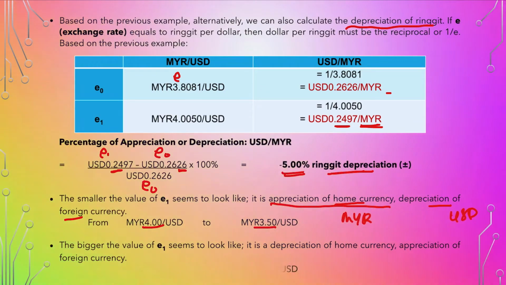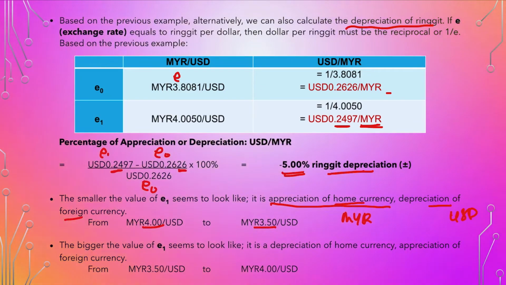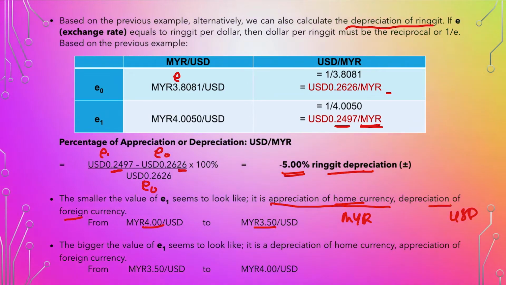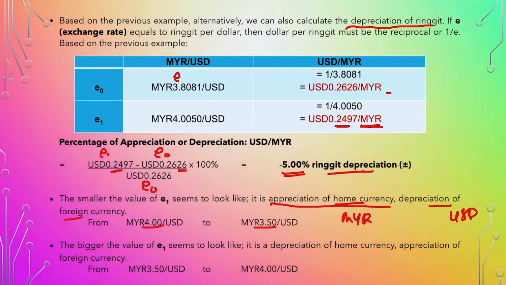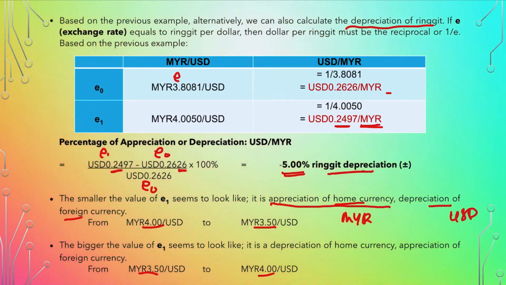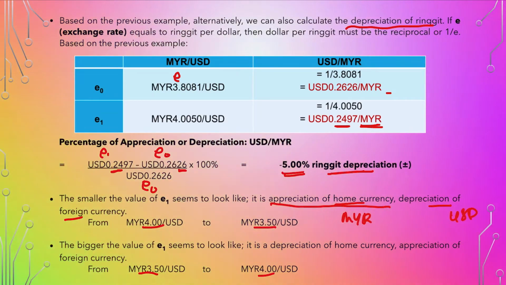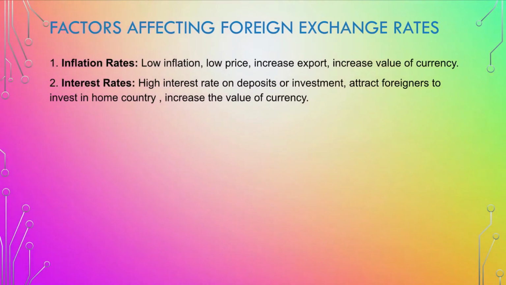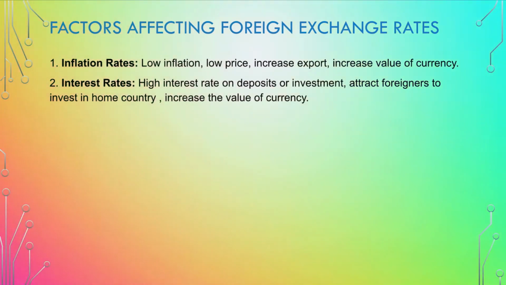The bigger the value of E1, it looks like a depreciation of the home currency and appreciation of the foreign currency, from 3.5 to 4 ringgit. So the Malaysian ringgit depreciates and the US dollar, on the other hand, appreciates. It's simple. Now we look at the factors affecting the foreign exchange rate.